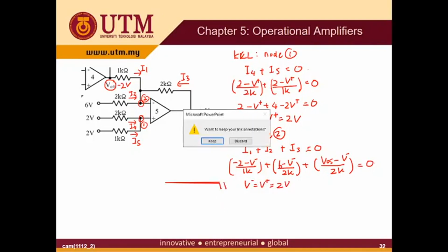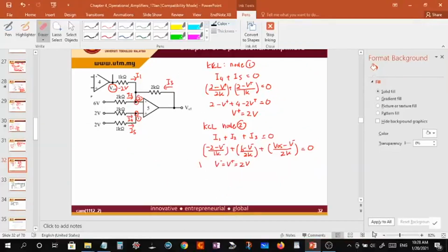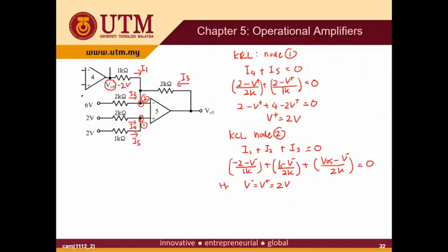So here we insert the value into the equation. So we get minus 2 minus 2 over 1k plus 6 minus 2 over 2k plus V out 5 minus 2 over 2k equal to 0. So from the calculation, you will get V out 5 equal to 6 volt. Okay, so this is the answer.